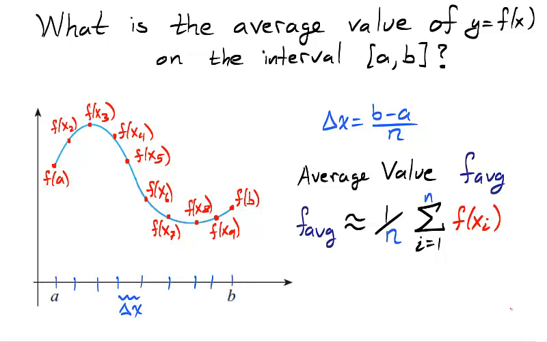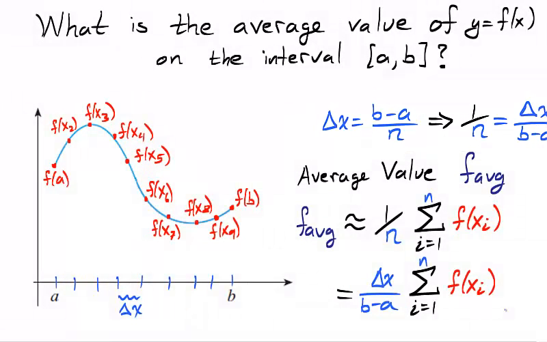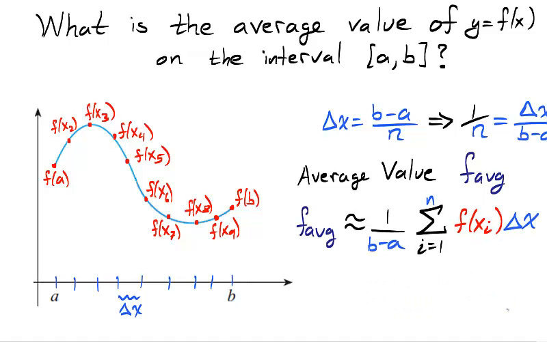The average value f average on the interval [a, b] is approximated by the sum of the heights of the endpoints divided by n, the number of endpoints. Manipulating the equation delta x equals (b minus a) over n, we obtain n equals (b minus a) over delta x. And inverting the equation, we find that 1 over n is delta x over (b minus a). Replacing 1 over n with delta x over (b minus a), we have a new way of approximating f average.